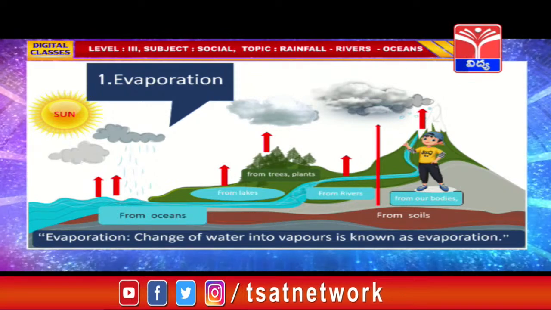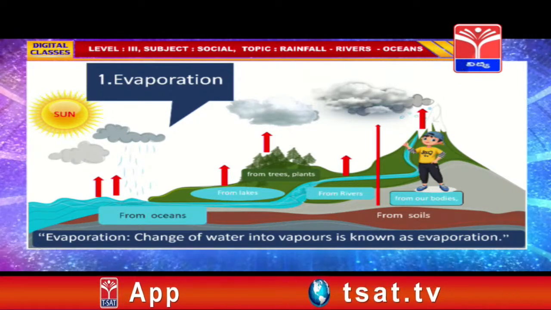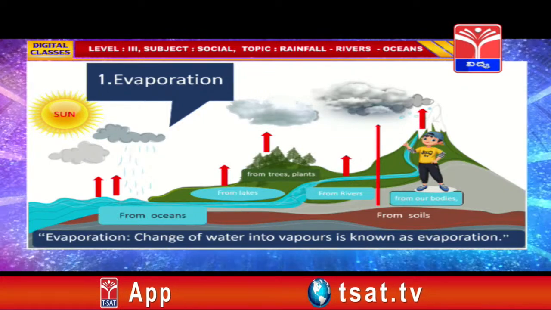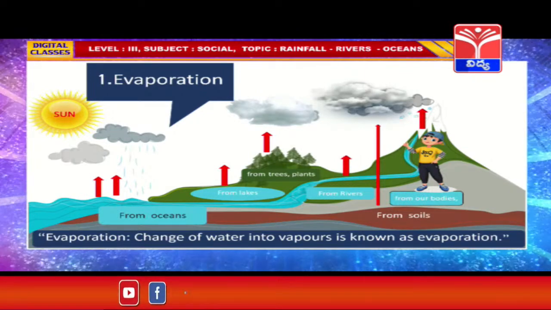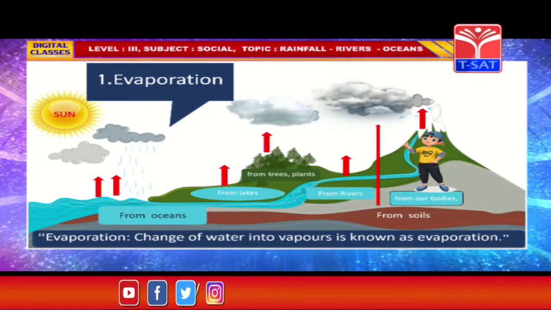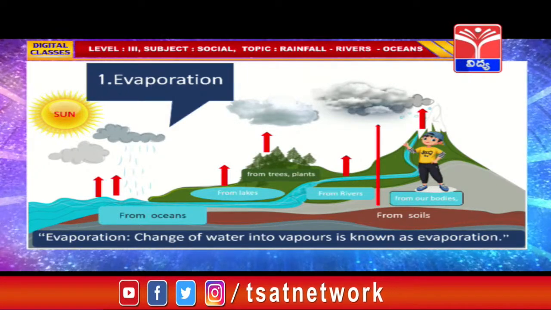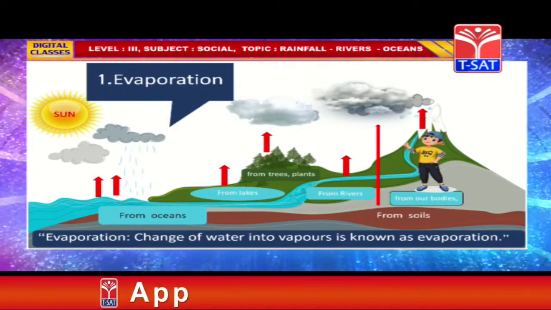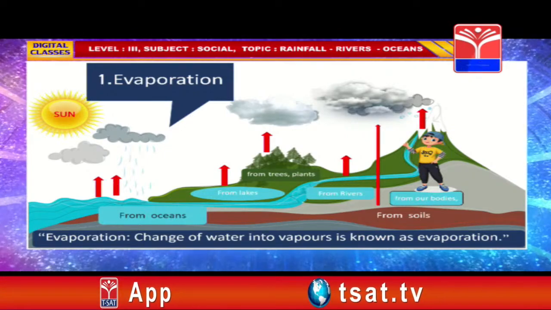The process of changing water into water vapor is known as evaporation. There are several water bodies on the earth's surface like oceans, rivers, lakes, etc. And there is a constant evaporation of water from these water bodies. The process of evaporation speeds up with the increase in temperature.